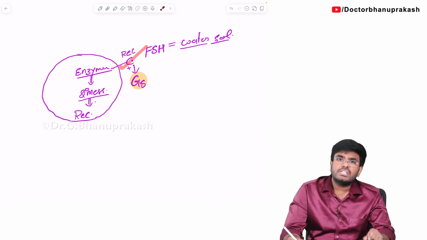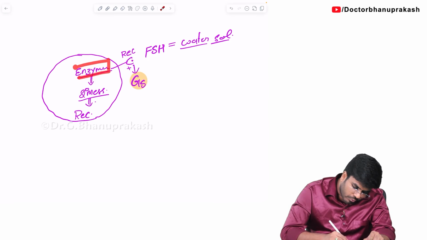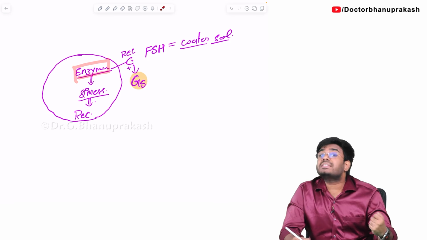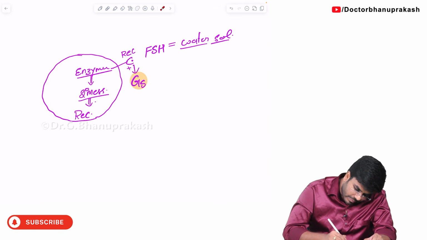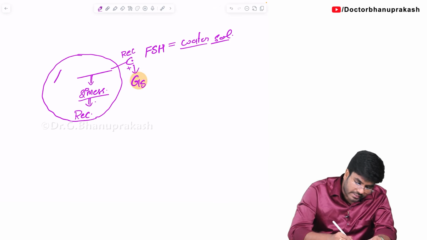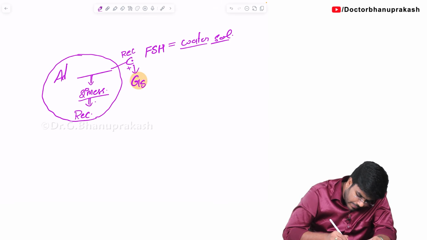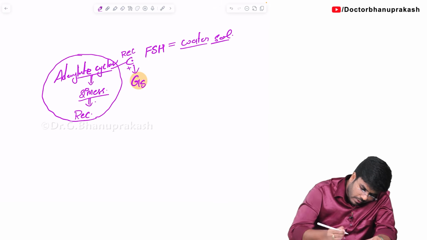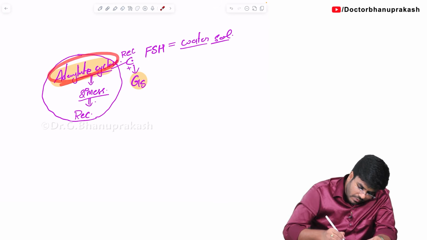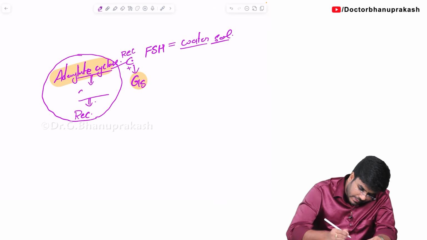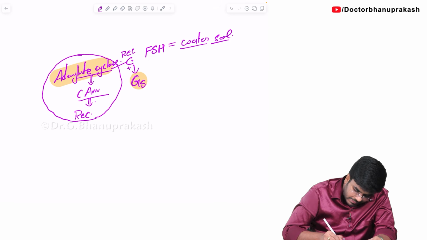When they are acting on the G stimulatory receptor, they are going to activate an enzyme. Which enzyme will be activated when you stimulate this Gs receptor? The enzyme that will be activated is called adenylate cyclase. Once this adenylate cyclase enzyme is activated, which secondary messenger is produced? Cyclic AMP.